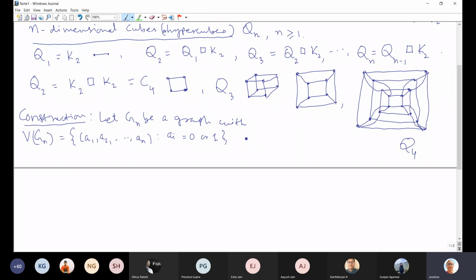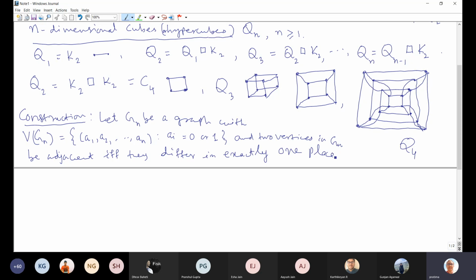And how are they adjacent? Two vertices in Gn are adjacent if and only if they differ in exactly one place, or you can say exactly one position. If they differ in exactly one position, then we get that adjacency. Two vertices will be adjacent.